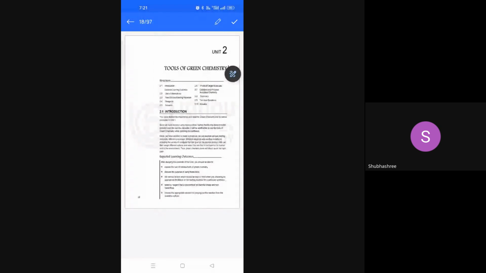Then the tools of green chemistry. What type of tool you should adopt and use during synthesis, during production of different types of products. Here we will explain. These are the questions, these are the explanations and learning outcomes, and similar types of questions will arise. Explain the use of various tools of green chemistry, and discuss the purpose of using each tool. Such things will arise one by one. Look carefully at the tools of green chemistry.